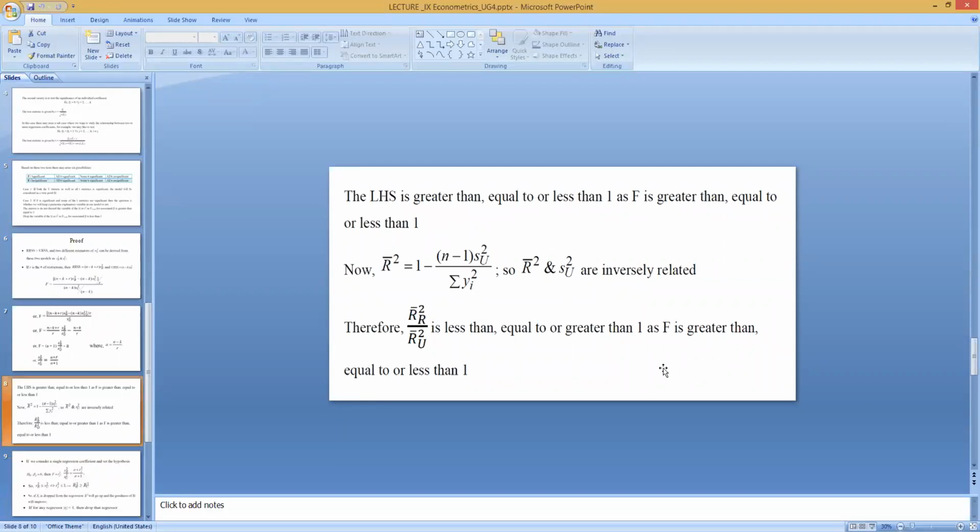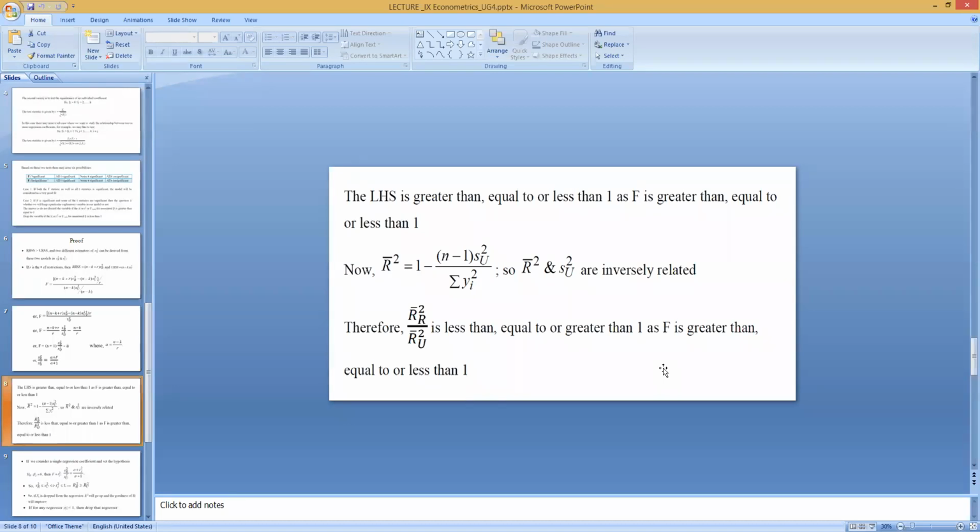Okay, so you have written all the points, the same thing I just mentioned. I told that if F is greater than 1, we are finding that the unrestricted model is a better model compared to the restricted model, because we are finding the adjusted R square of the unrestricted model is greater than that of the restricted model.